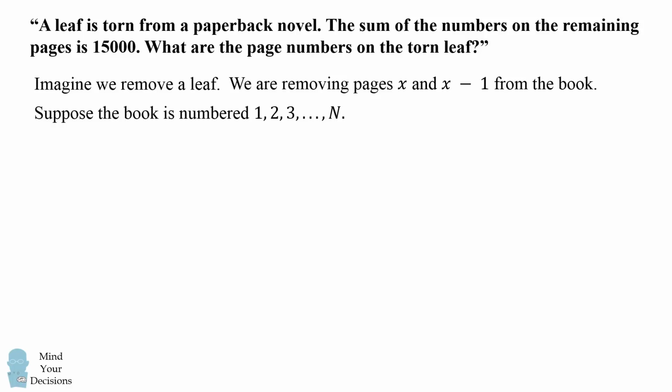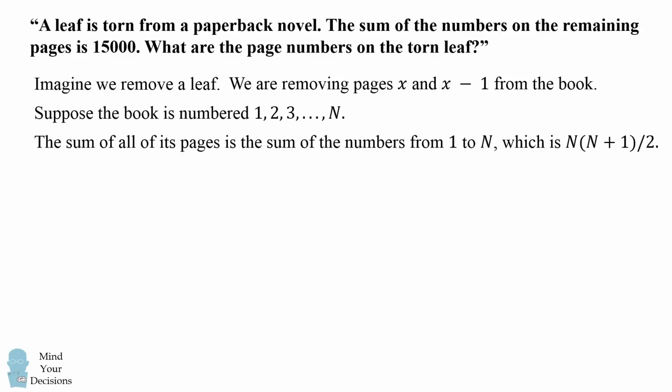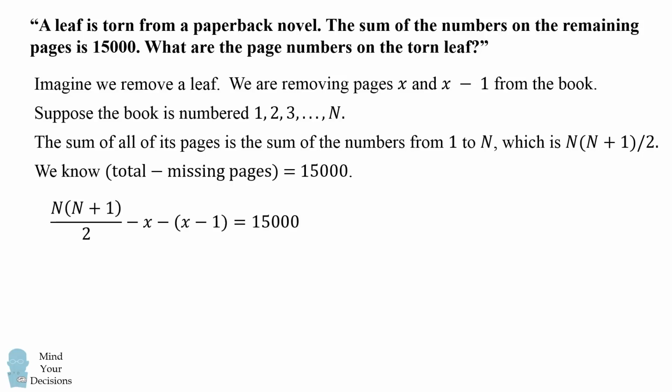Suppose the book is numbered from 1 to n. The sum of all the pages in the book is the sum of the numbers from 1 to n. This is the well-known formula n times n plus 1, all divided by 2. We know that the total sum of all the numbers minus the missing pages is equal to 15,000. So we can set up an equation: n times n plus 1 all over 2 minus x minus the quantity x minus 1 equals 15,000.